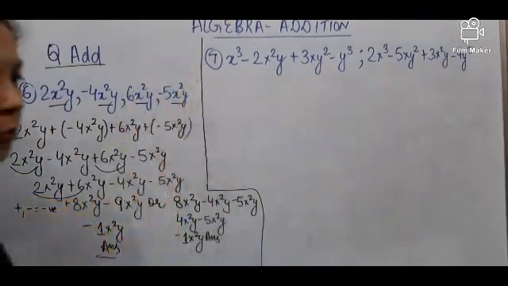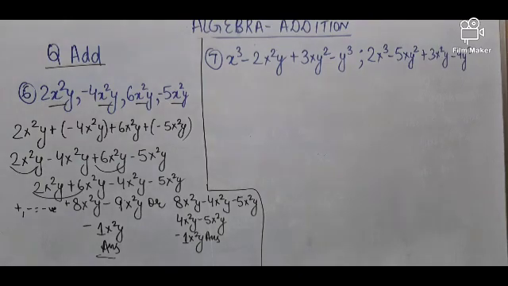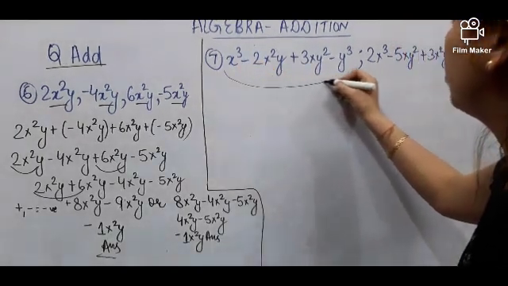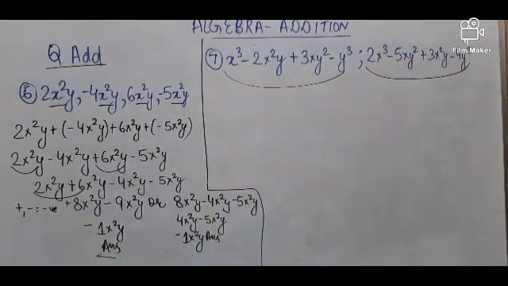So now let's move to number 7. See, in number 7, we have bigger terms. We have this one term and this is the second term we have. So now let's see how we'll do this. There are two methods of doing this question. One is column method and one is row method. So first we'll do this question according to the column method.